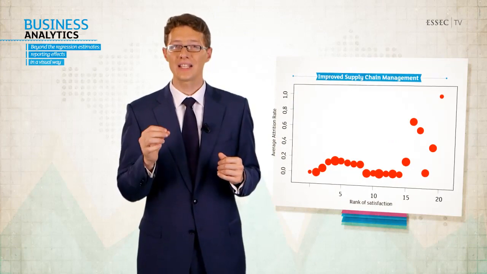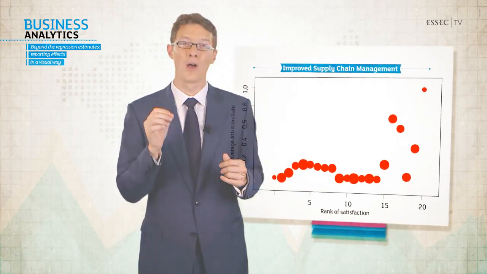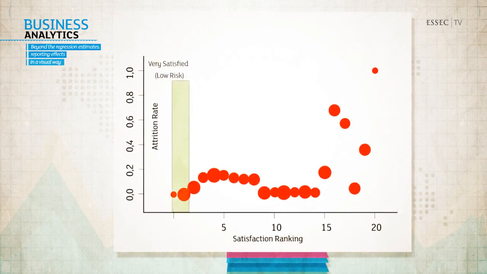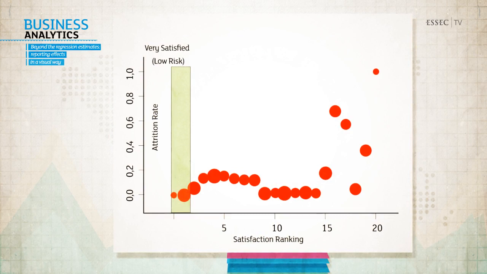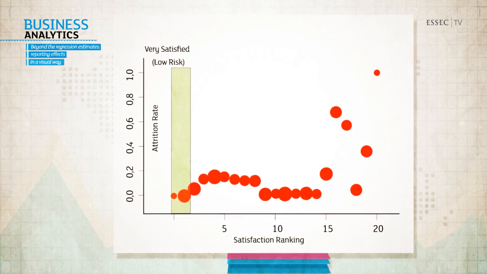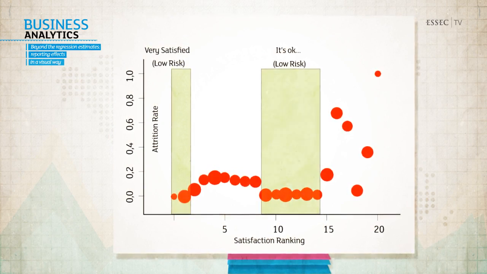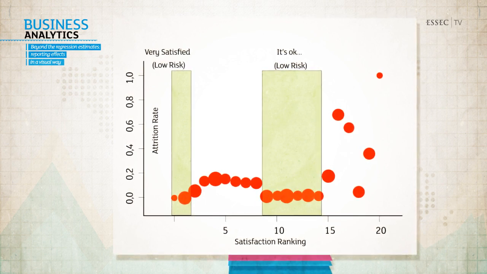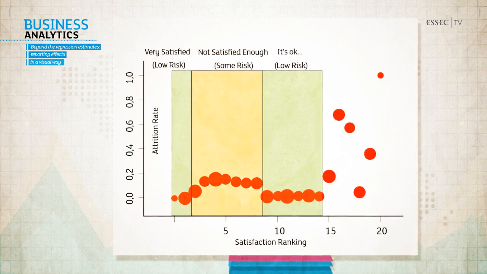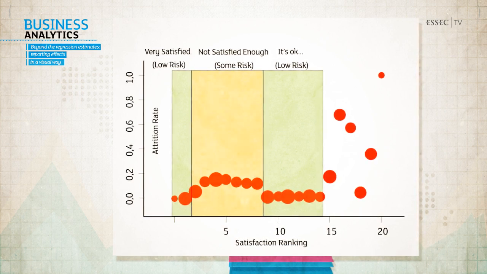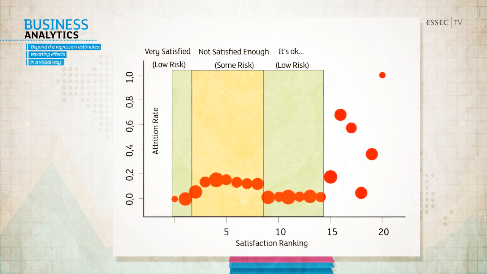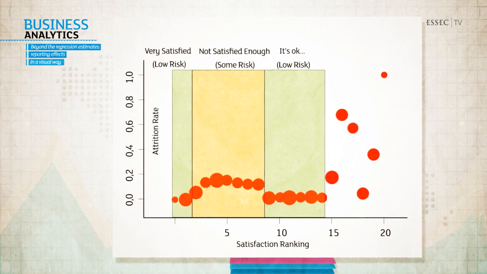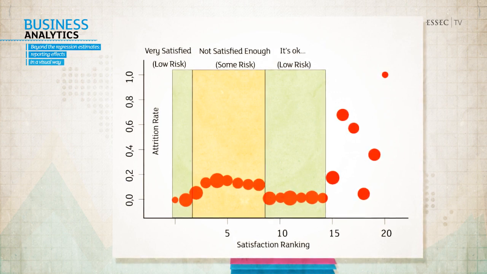Let's look into the details, because here we observe very interesting non-monotonous effects. First, we have the very satisfied employees. They report a low risk of leaving the company. And we also have what I'd call the "it's okay" employees. Not very satisfied, but they are okay and they won't move. Now in between, we have something very strange. The employees that are satisfied, but still not enough, since they present a higher risk of leaving than other employees that are more or less satisfied.